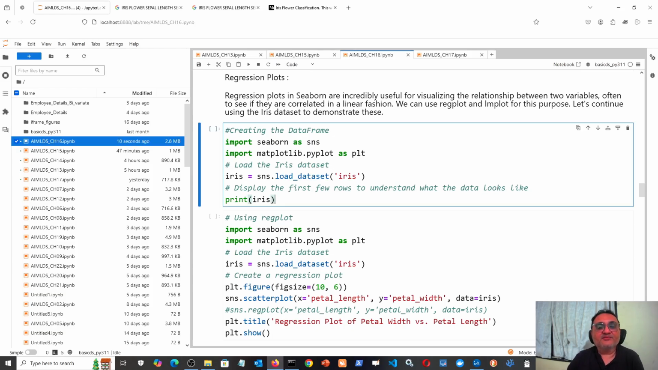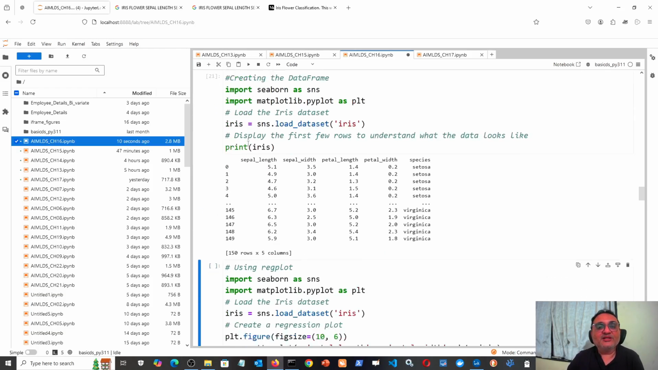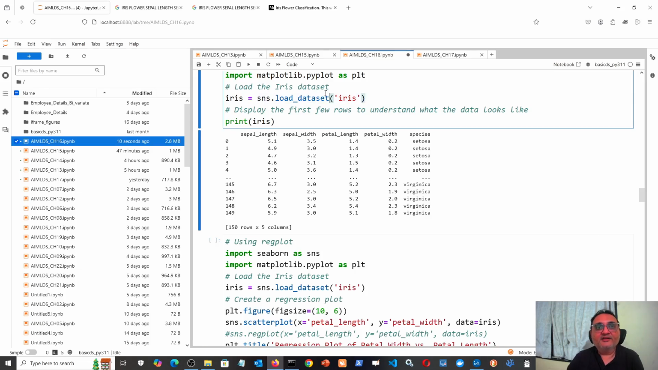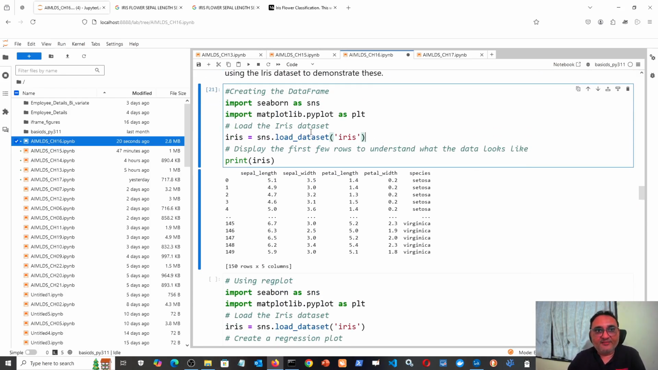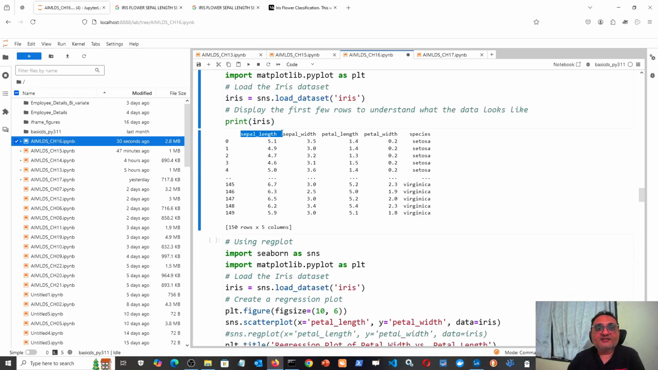So let us first load the iris dataset. We know that iris can be loaded directly from the seaborn repository using sns.load_dataset iris. There is no need to import pandas or use read_csv. This is our iris dataset: sepal length, sepal width, petal length and petal width.